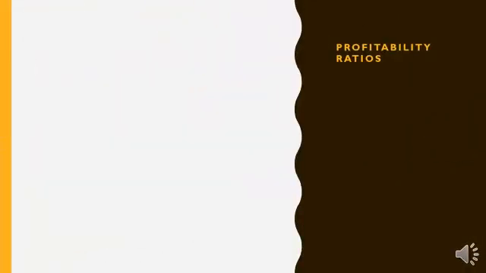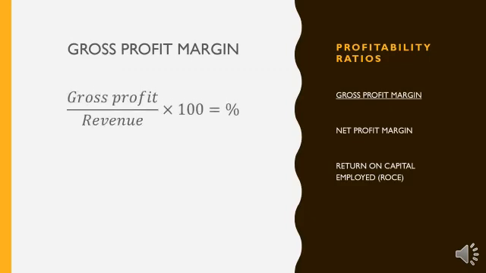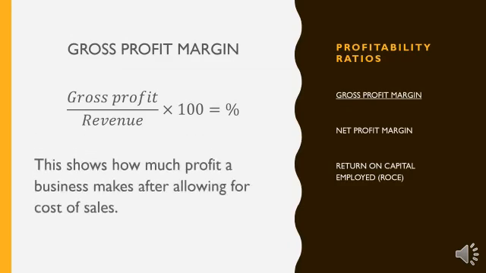Let us first have profitability ratios: gross profit margin, net profit margin, and return on capital employed. Gross profit margin is calculated by dividing gross profit by revenue and multiplying the result by 100. This shows how much profit a business makes after allowing for cost of sales.